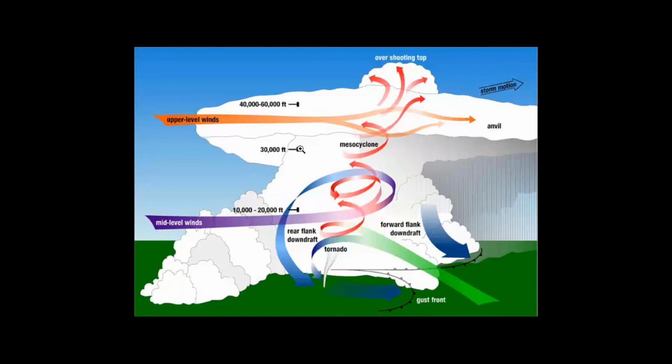And then we come down to 30,000 feet and your mesocyclone. What a mesocyclone is, it is your funnel cloud, so to speak, or I should say the parent cloud of the funnel cloud. So your mesocyclone is where the tornado is born out of.